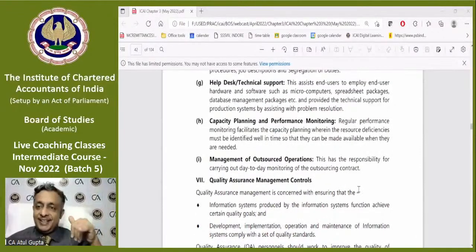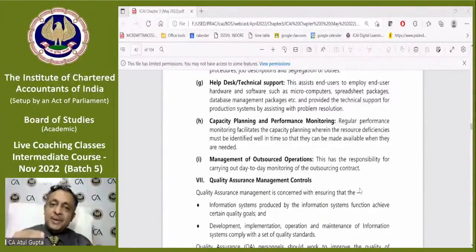Help desk, like if I find some problem, I call the help desk. In fact, help desk technical support is the name of the service provider person who is always available with me. So technical support.